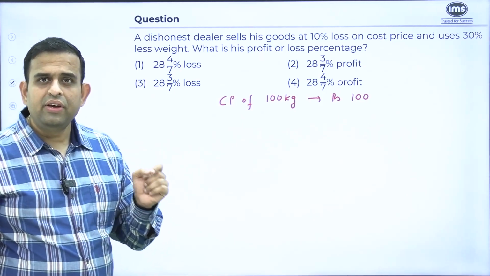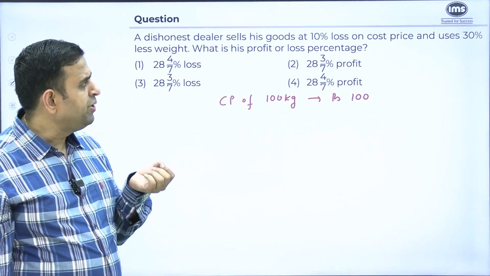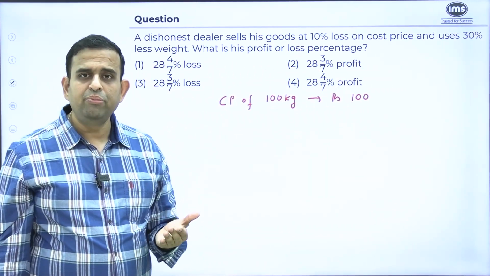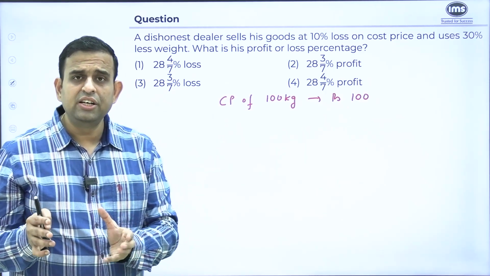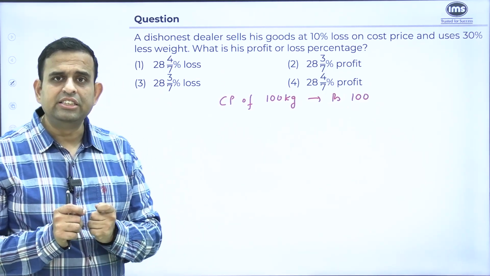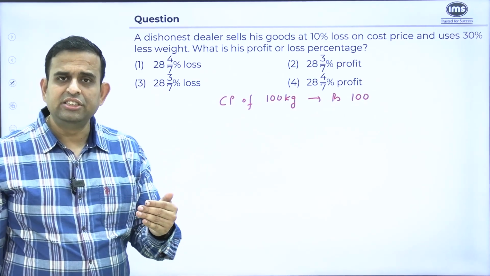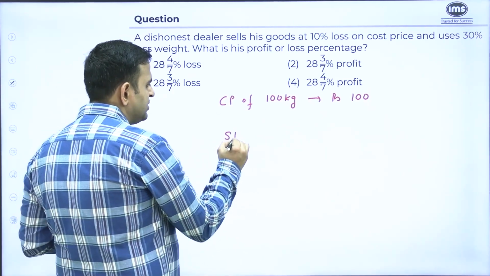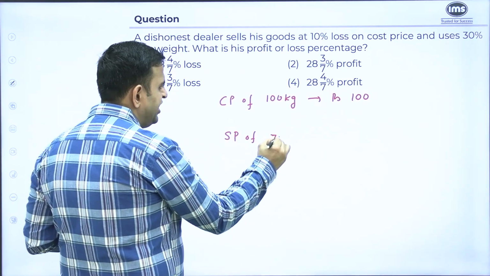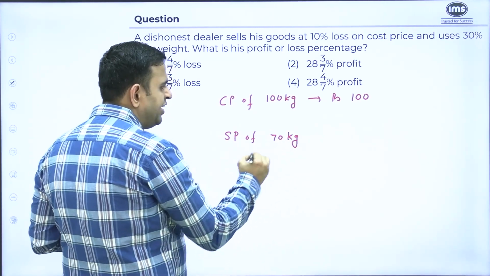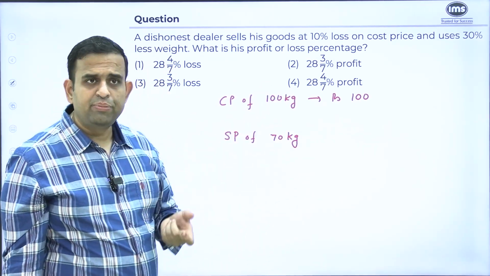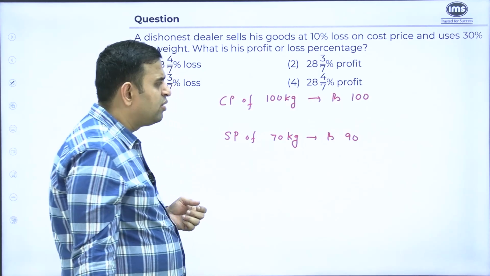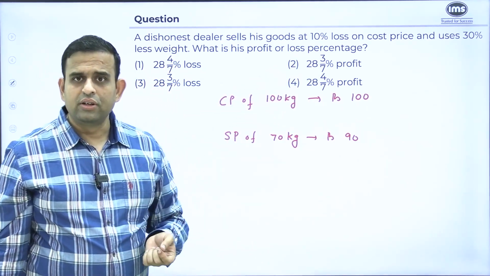But is he really giving 100 kg during selling? And the simple answer would be no, because he used 30% less weight. What does this mean? It simply means something which people might see as 100 kg, he is only giving away 70 kg. So understand, by selling 70 kg, he is able to get nothing but rupees 90. So the selling price of 70 kg, this 70 kg came because he is cheating with that 30% less weight, and that basically gives him rupees 90. Why 90? Because he is losing 10% on the cost price.